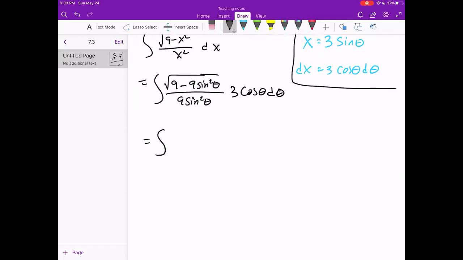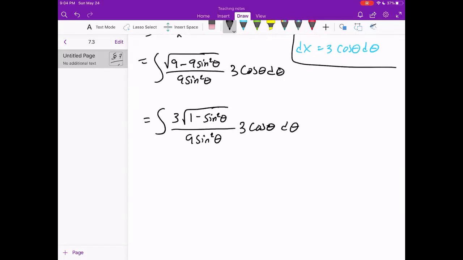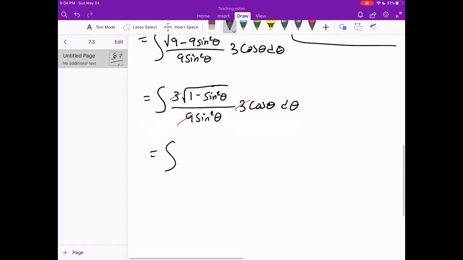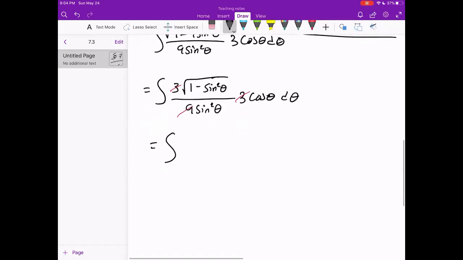I'm going to pull a 9 out of the square root up top. When I do that, I have to take the square root of it. So I'm going to get 3 square root of 1 minus sine squared theta divided by 9 sine squared theta, times 3 cosine theta d theta. 3 times 3 is 9, so the 3 and the 9 cancel each other. So what I'm left with, again, is a 1 minus sine squared theta.